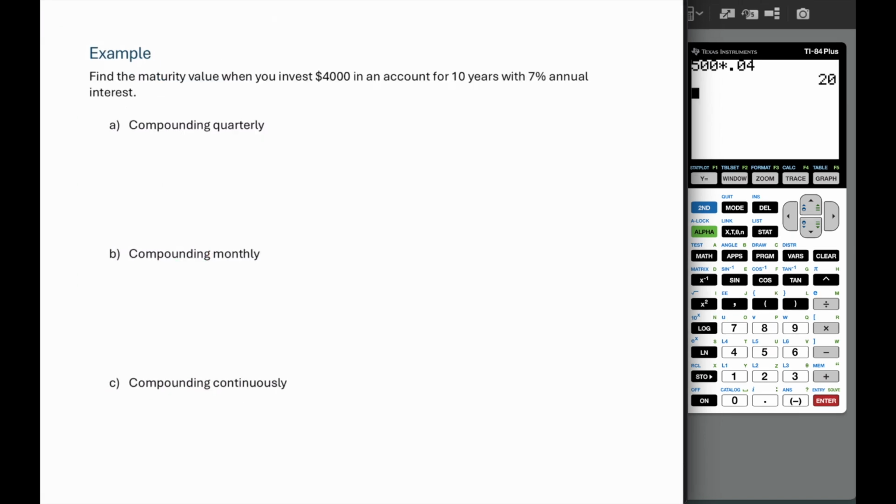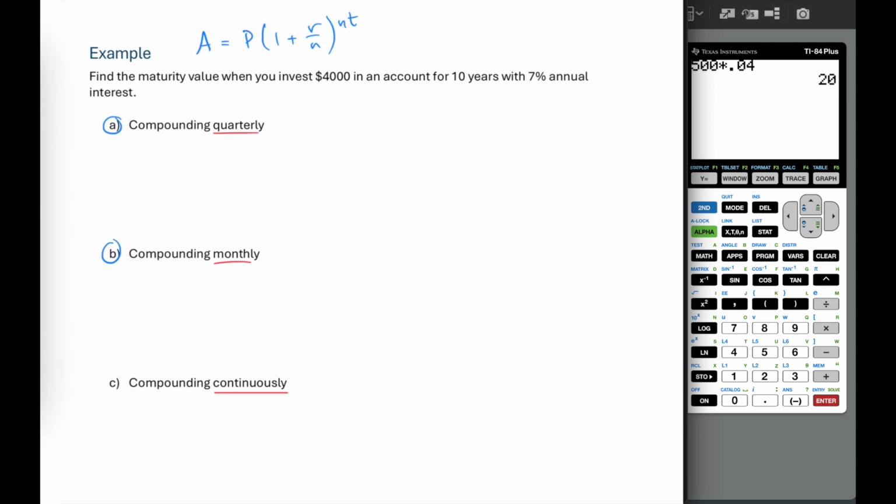So let's look at an example. We're asked to find the maturity value when you invest $4,000 in an account for 10 years with 7% annual interest. Then we're asked to compound that interest quarterly, monthly, and continuously. For part A and B, we're going to be using the formula A = P(1 + R/N)^(NT). This is the formula that we would use when we're compounding N times a year.